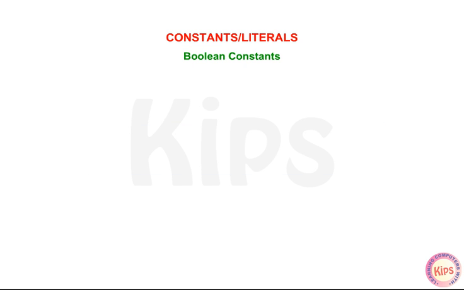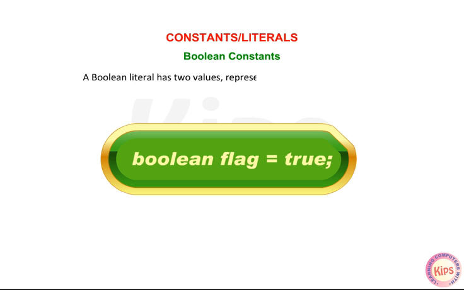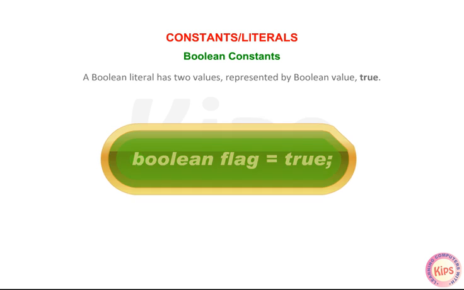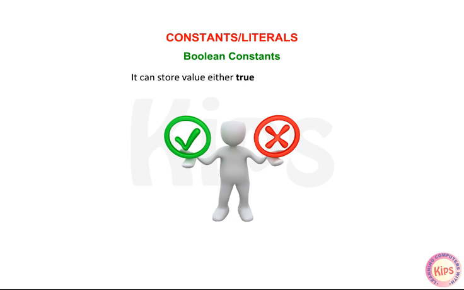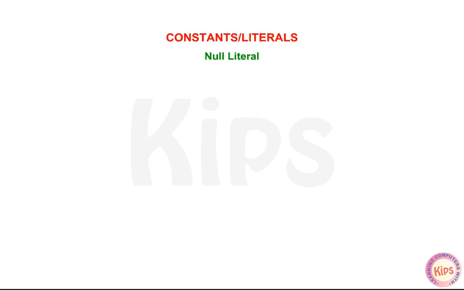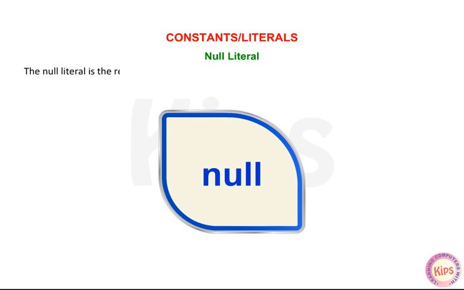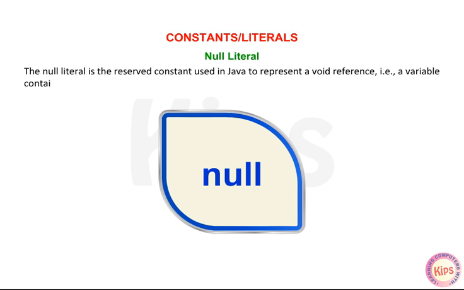Boolean constants. A Boolean literal has two values represented by the Boolean values true and false. It can store either true or false at a time. For example, pass = true; Null literal. The null literal is the reserved constant used in Java to represent a void reference, that is, a variable contains the reference to a location which does not contain any object.